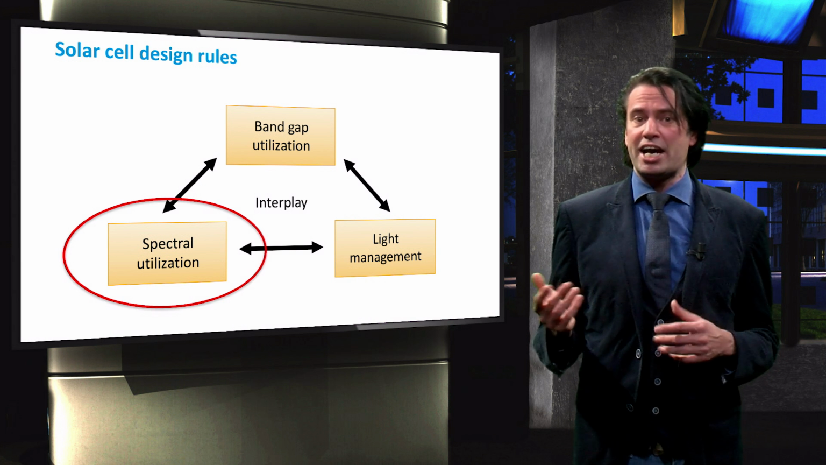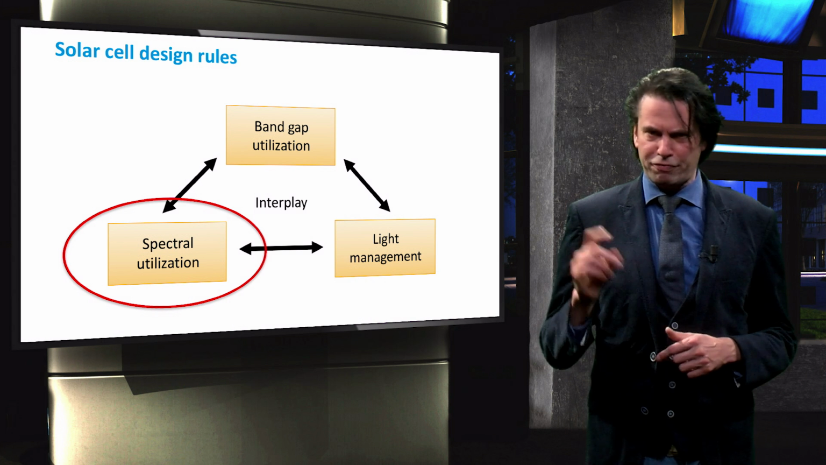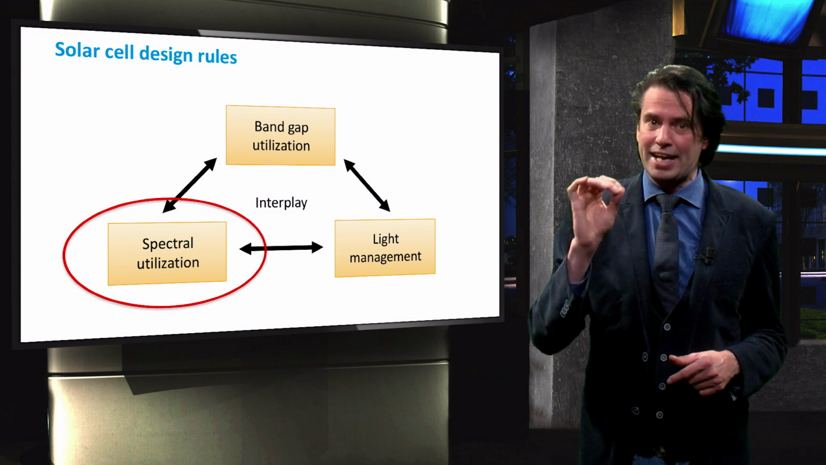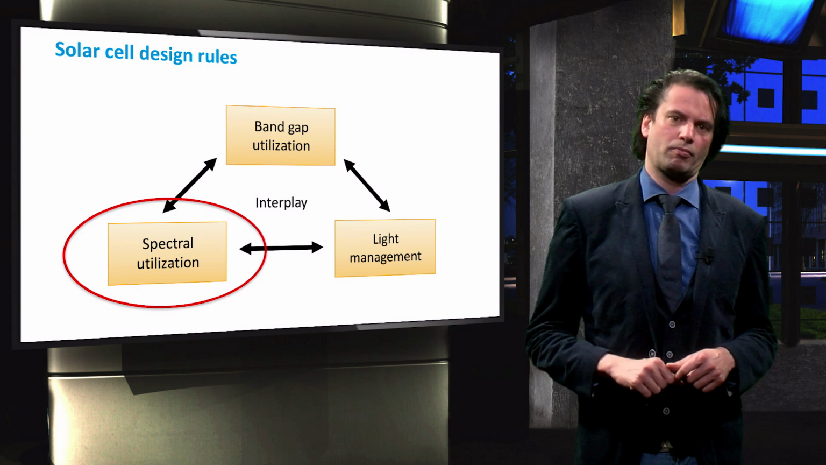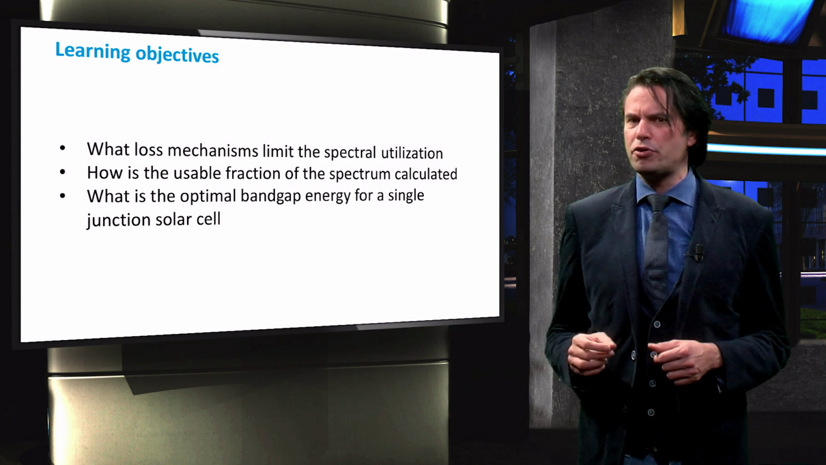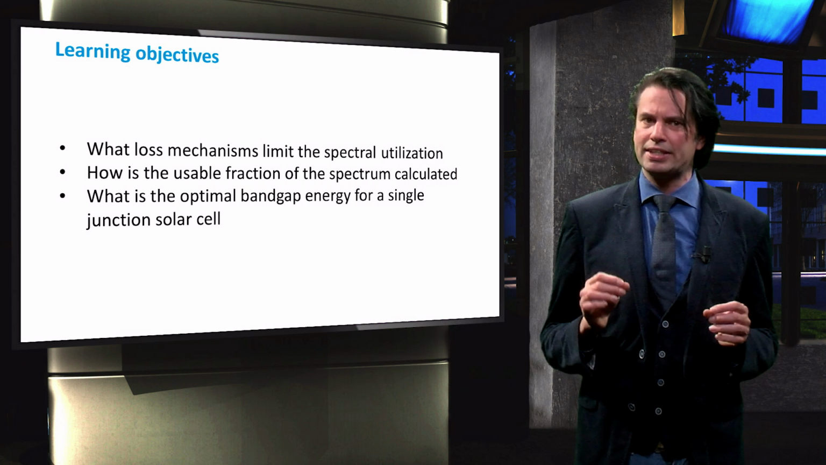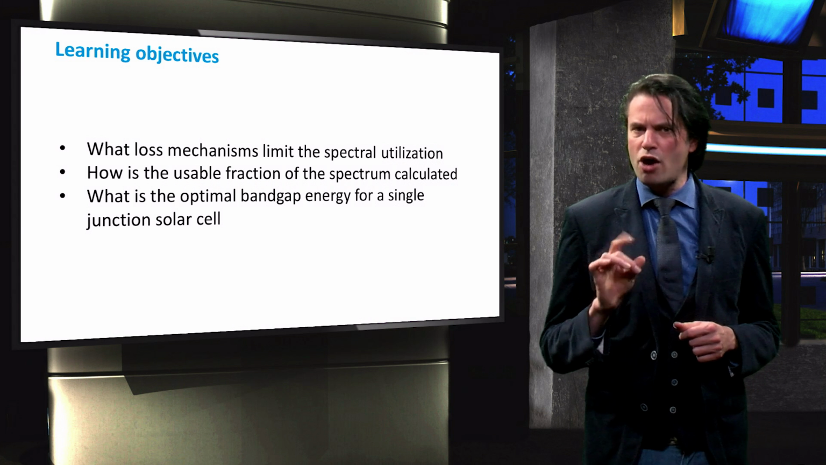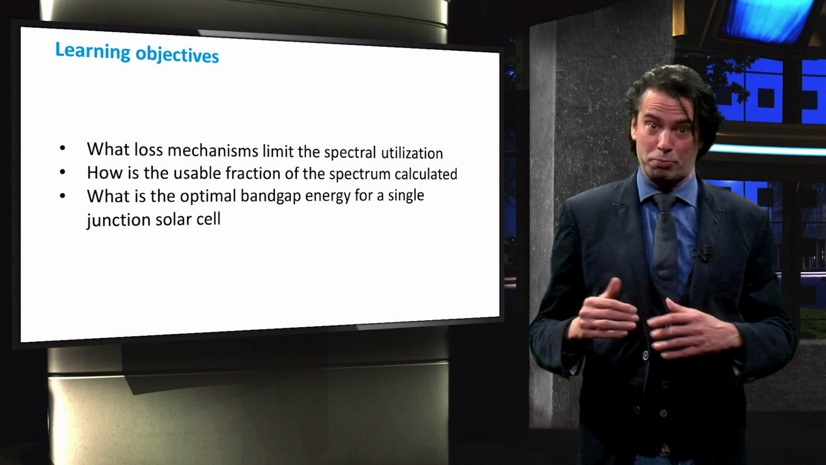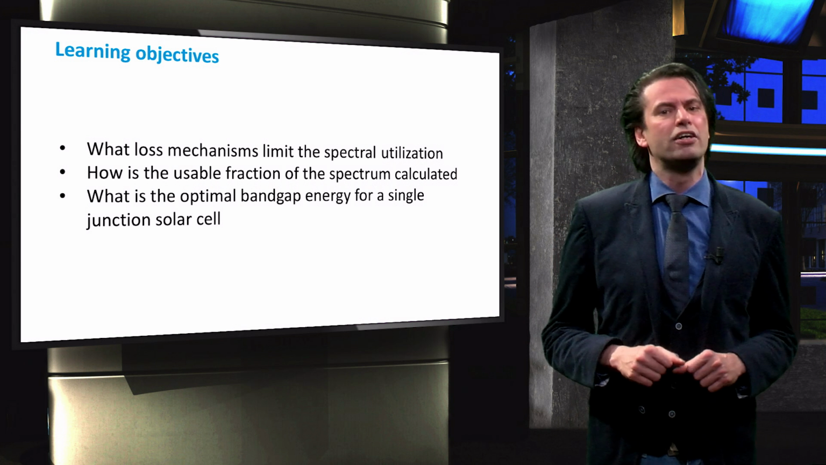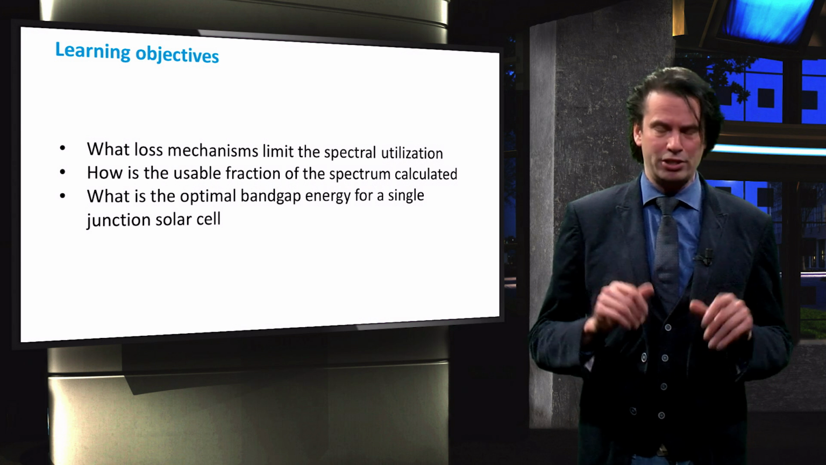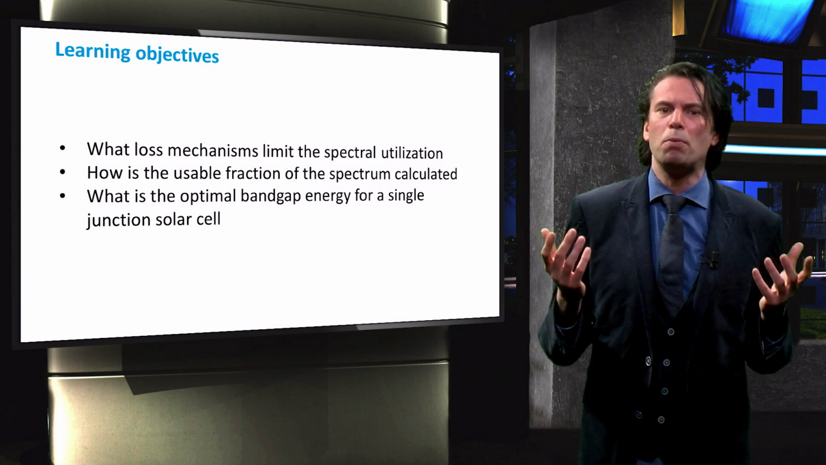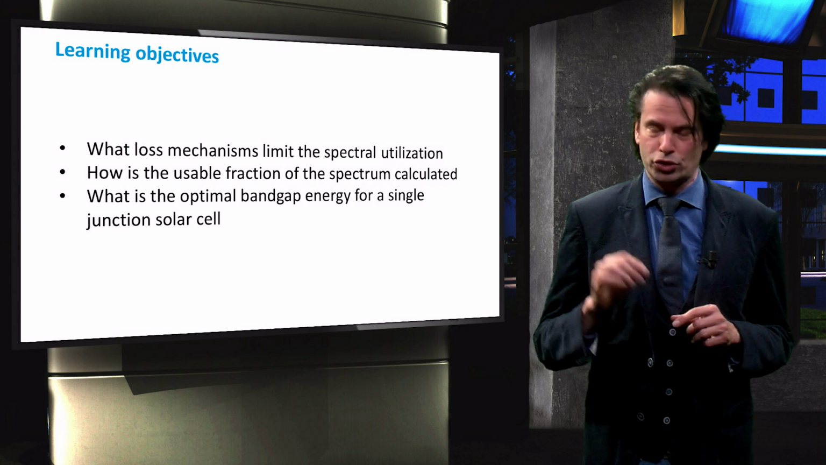The bandgap utilization has been discussed earlier in this course. Therefore, in this video, we will focus on the spectral utilization, and next on light management. The learning objective for this video is to understand the loss mechanisms that limit the spectral utilization of a solar cell. We will learn how this fundamental limit depends on the absorber material and how to calculate the fraction of the solar spectrum that can be utilized. Finally, we will look at the optimal bandgap energy for a single junction solar cell.